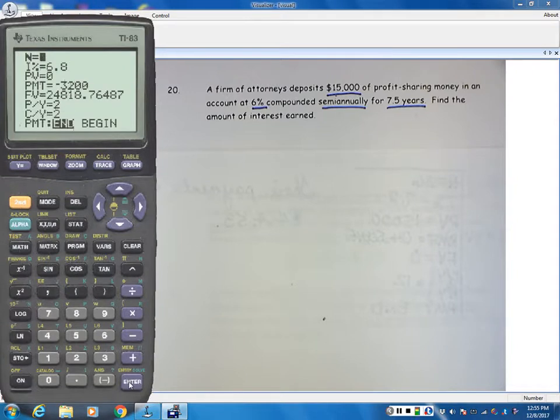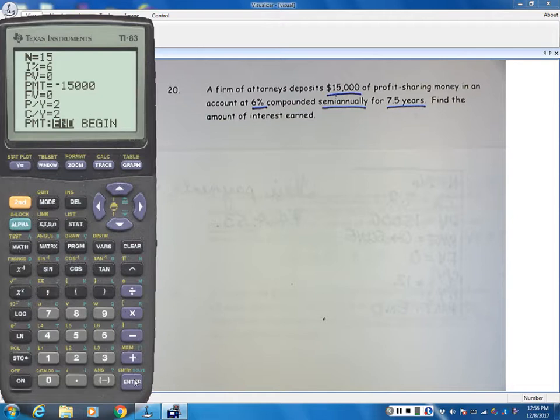So for the number of payments, he's making 7.5 years, or they're making 7.5 years worth of payments, and they're paying twice a year, so that's going to be times 2. The interest rate is 6%. The present value is not something we're interested in. Their payment amount is $15,000. We are interested in the future value, and since this is still semi-annually, we'll leave that where it is and solve for the future value.